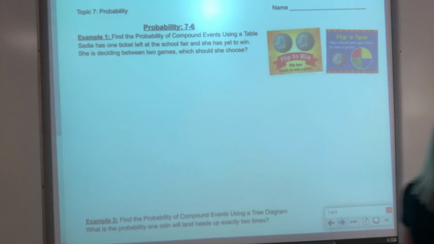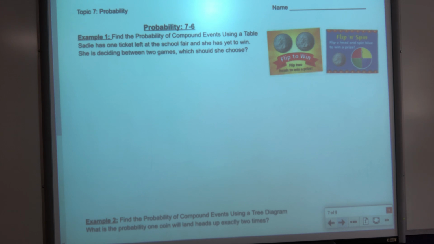Okay, so yesterday we talked about identifying the outcomes of compound events. We used a tree diagram, we used a table, we used ordered or organized lists. Okay? So today we're going to focus on finding the probability of those compound events.